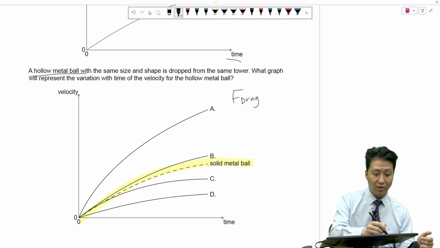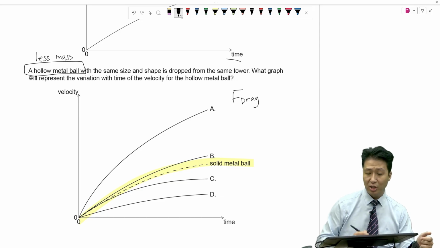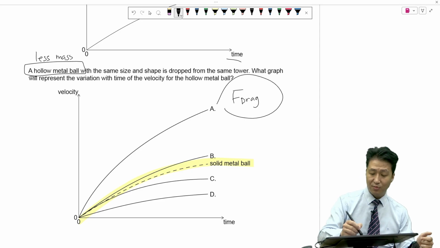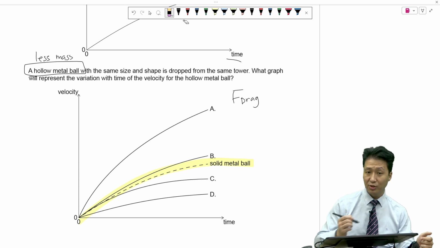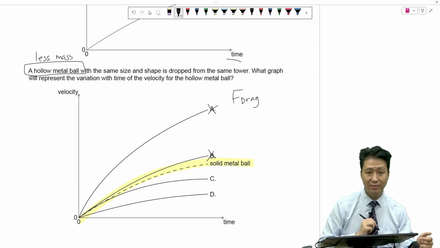But the hollow metal ball has less mass. So it is affected more by the force of drag. Even though the force of drag is the same at the same velocity, it will be accelerated upwards more because of the same drag, because it has less mass. So if it's accelerated upwards more, it will not accelerate as fast downwards. So it will be stopped more by the air. So it cannot be A or B.